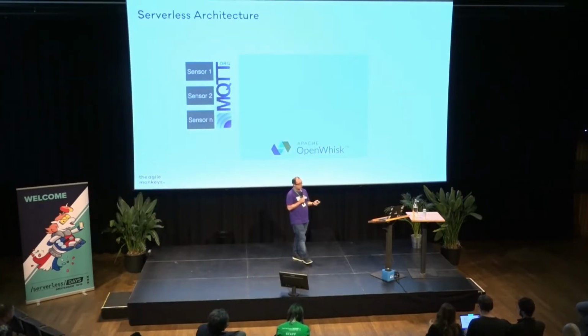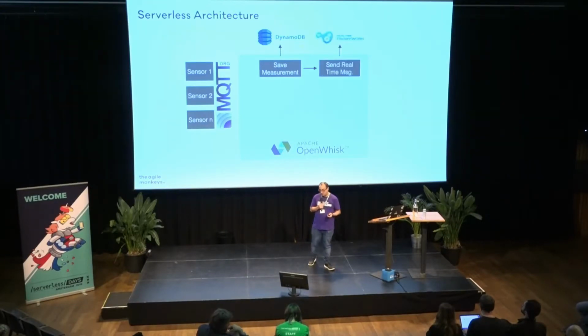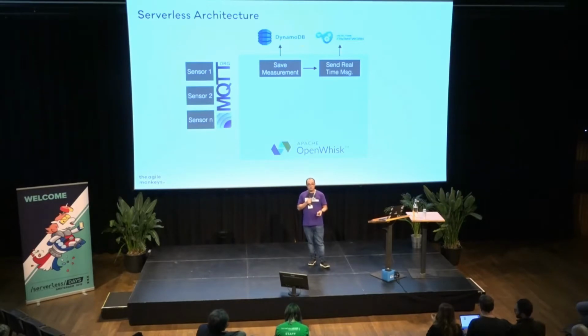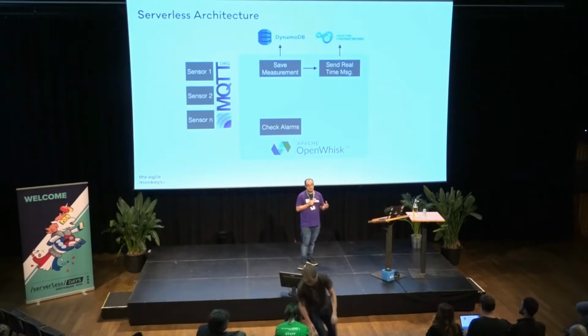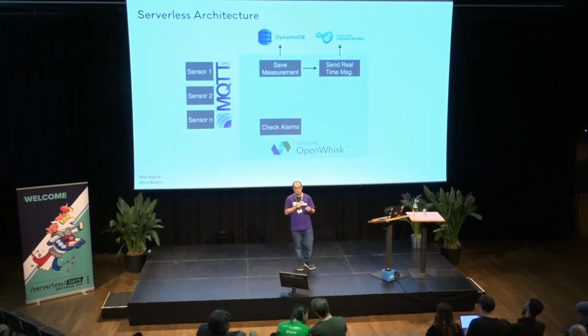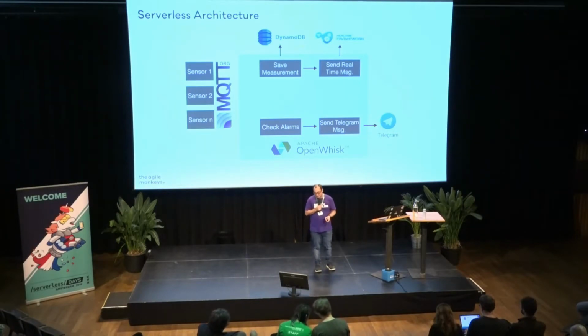Now let's talk about the architecture. We have several functions running inside OpenWhisk. The first one is in charge of saving the measurement in a DynamoDB. We have another one that restreams the measurement using a socket with a real-time framework. Another function checks the measurement in order to decide if we need to dispatch an alarm or not. And finally, we have another function that sends a real-time notification using a Telegram bot.